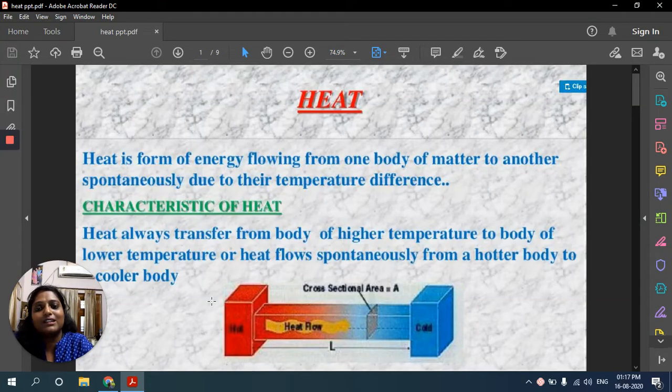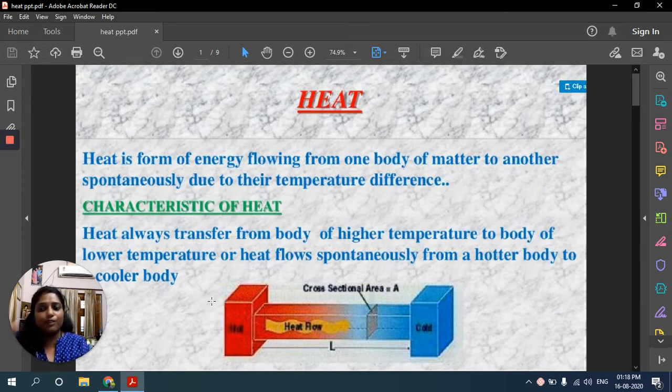Hello students, today we are going to study about heat and how the transfer of heat takes place. Heat is a form of energy flowing from one body of matter to another due to their temperature difference. Basically, heat is transferred from one hot object to the cold object, and the characteristic of heat is that it always transfers from a body of high temperature to a body of low temperature.